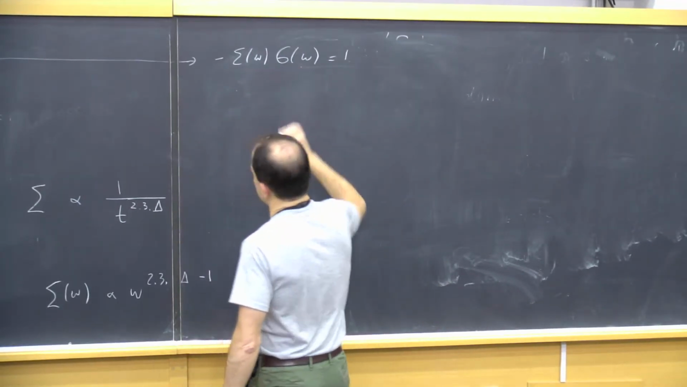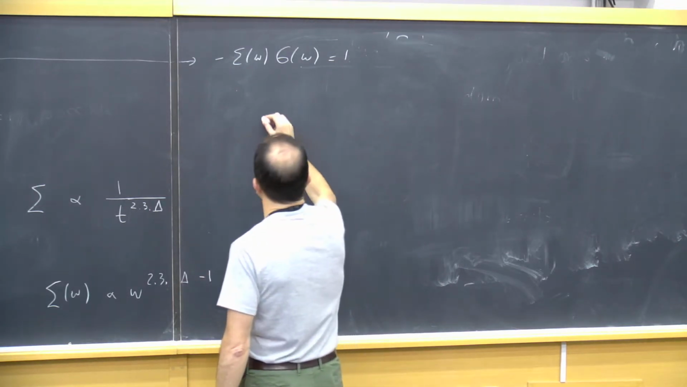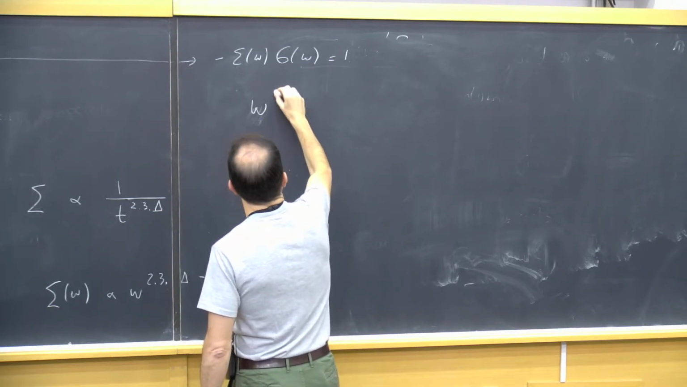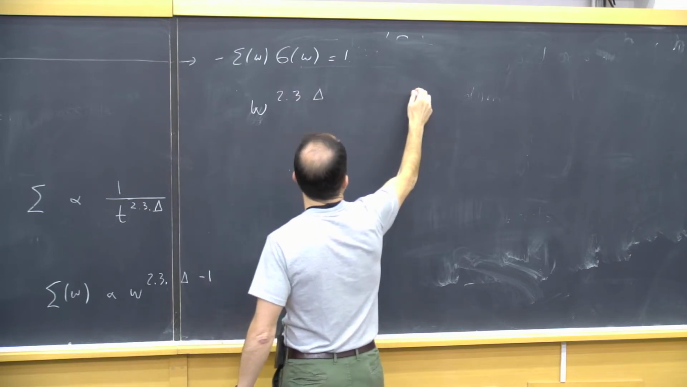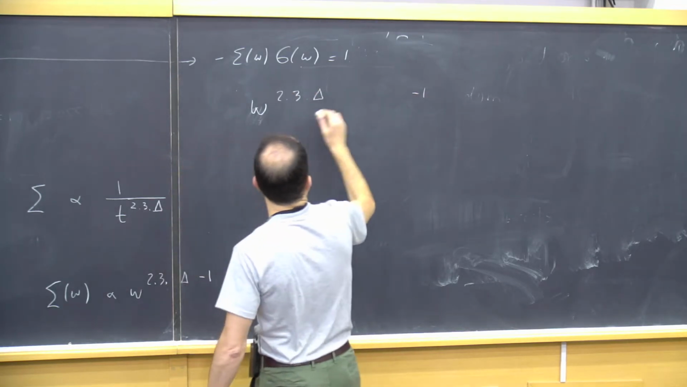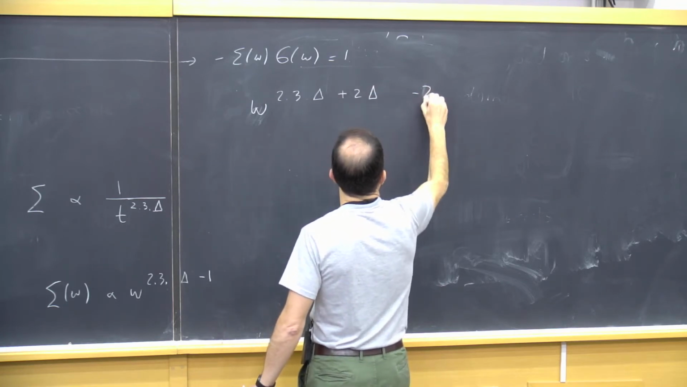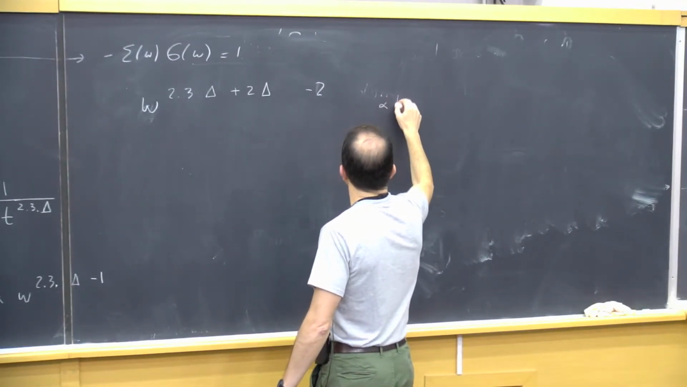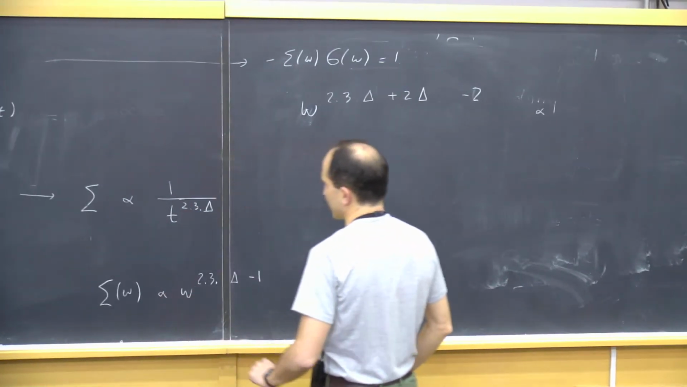So now we insert in this equation, and we have omega. So from this factor, we have 2 times 3 times delta minus 1. Maybe put the minus 1 here. And then from that factor, we get plus 2 delta. Okay, and another minus 1, so it becomes a minus 2. Okay, and this whole thing should be proportional to 1. I haven't kept the overall constant in these functions.